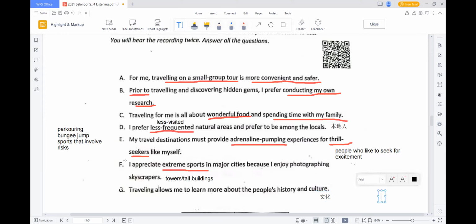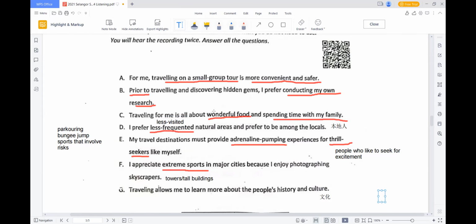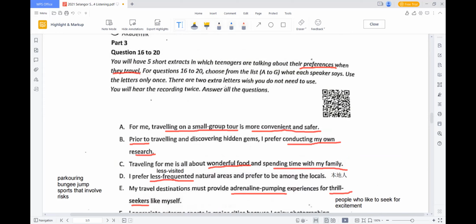Okay, so you can see A to G, they all have different preferences in terms of their traveling. So I'm going to play the audio and then you listen for your answer. Okay, so you can write down your answer in your exercise book or paper later. When we review the answer, then we will know the answer. Okay, the true answer is that. Okay, hang on. 3.